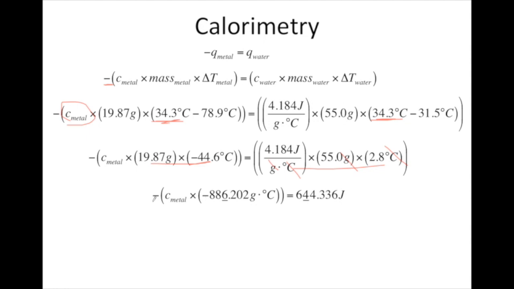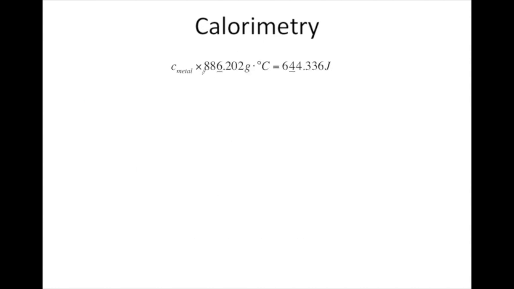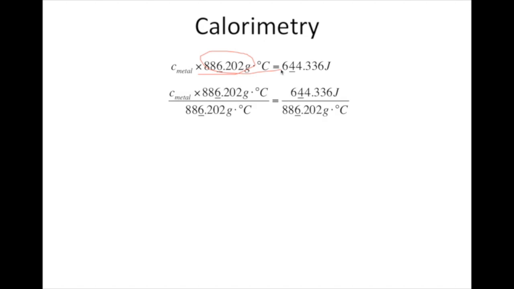Okay. The next thing, I want to multiply through by that negative sign to get rid of it. And now, once I have this, I want to divide both sides by this number here in order to isolate the specific heat of my metal. So again, keep track of your sig figs as you go. Okay. Once I have that, I can see that to 2 sig figs, the specific heat of the metal should be 0.73 joules divided by grams times degrees Celsius.